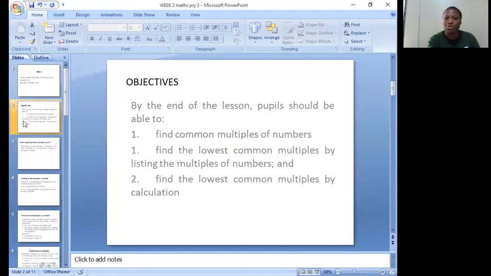At the end of the lesson, pupils should be able to find common multiples of numbers, find the lowest common multiples by listing the multiples of numbers, and find the lowest common multiples by calculation.